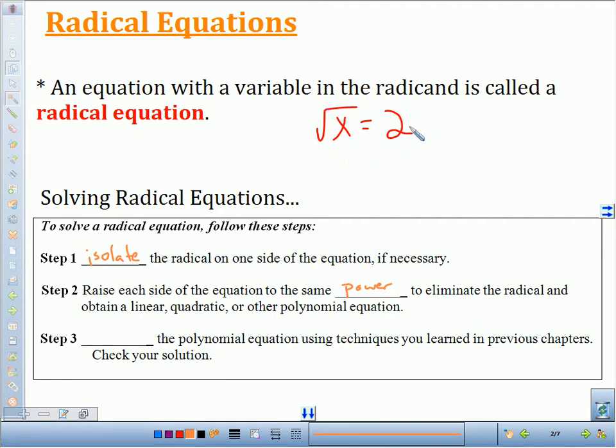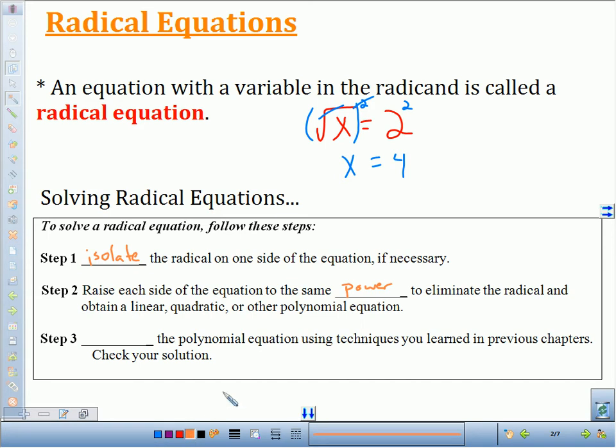Now, in our example here, you can see it's already been isolated, so I don't have to worry about that. But since I have the square root of x, I would raise it to the second power to cancel out the square roots. We've seen that we can take the square root to cancel out squaring. And we can take the third root to cancel out the third power and so forth. And it works the other way around. If I have a square root and I square it, they cancel each other out. So that's what happens. We cancel each of these out, and we get x equals 4.